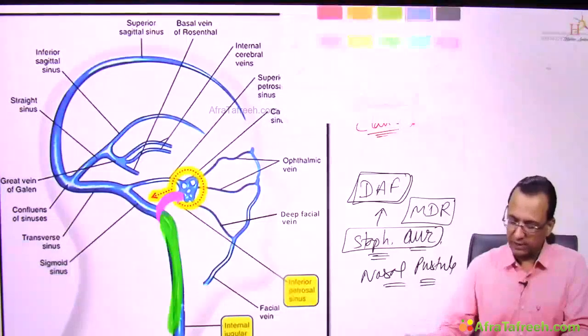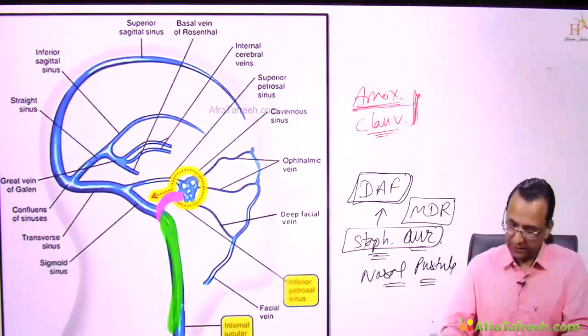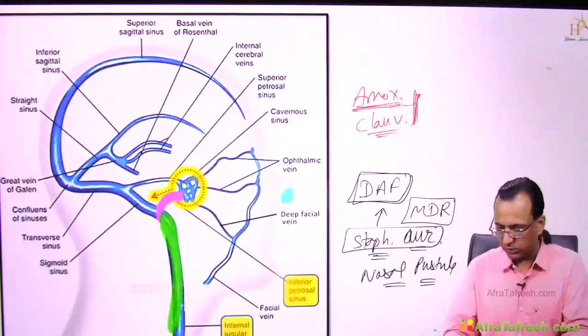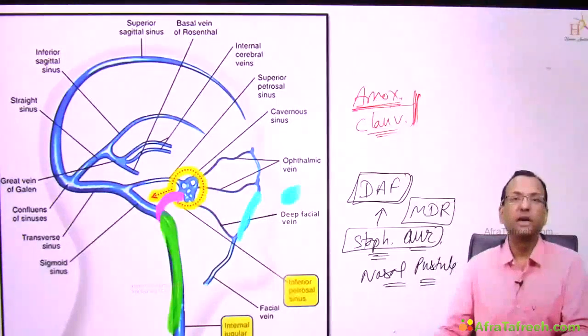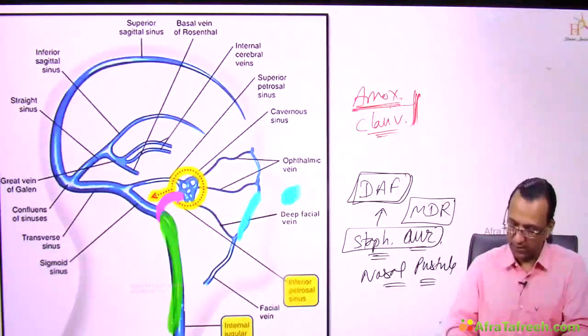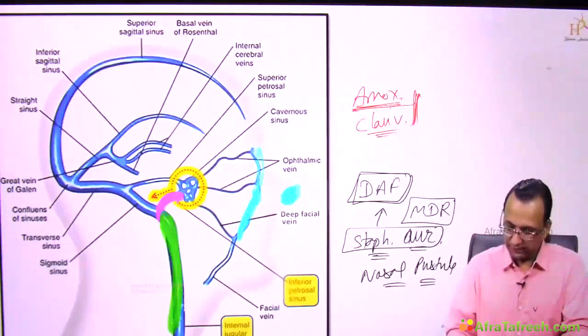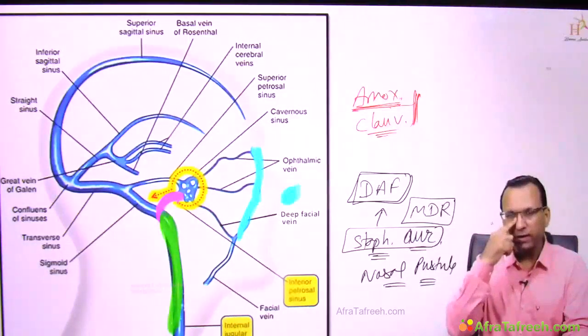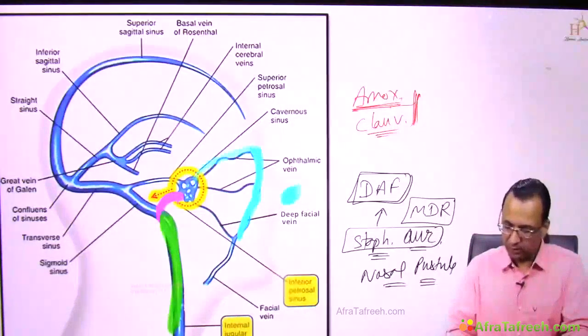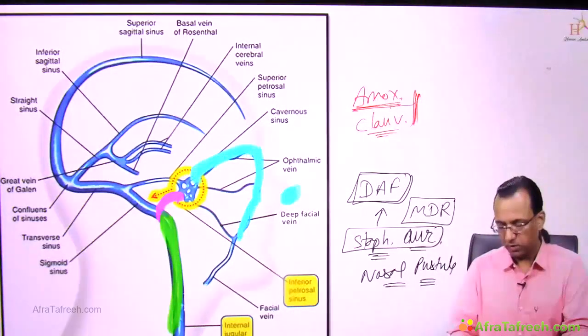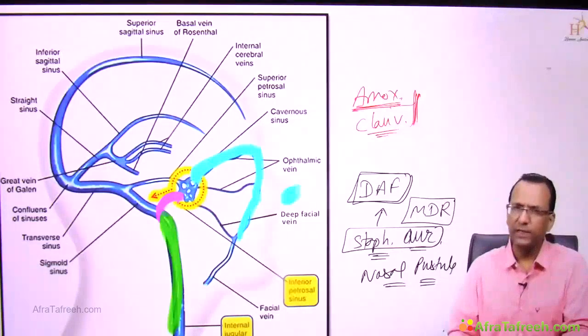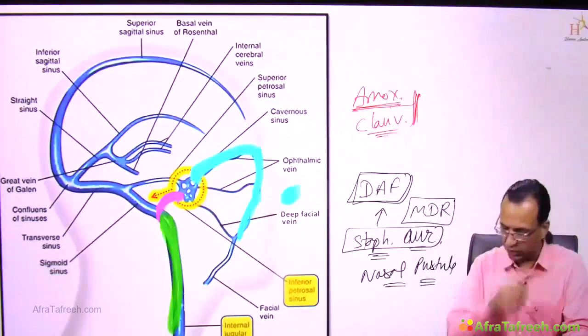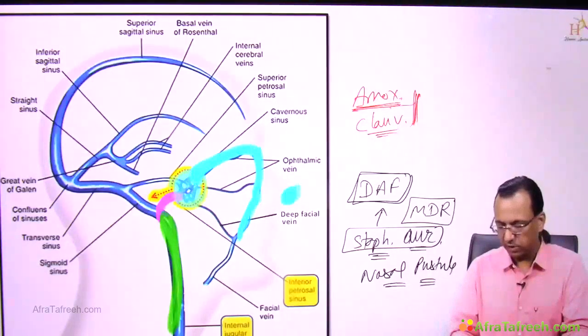Staph aureus was in the nose. Now it is entering the facial vein. And from the facial vein, it is going into the angular vein. At the angle of the eye, there is the angular vein. Then the superior ophthalmic vein. It can go into the inferior, but usually superior. Then cavernous sinus pathology.